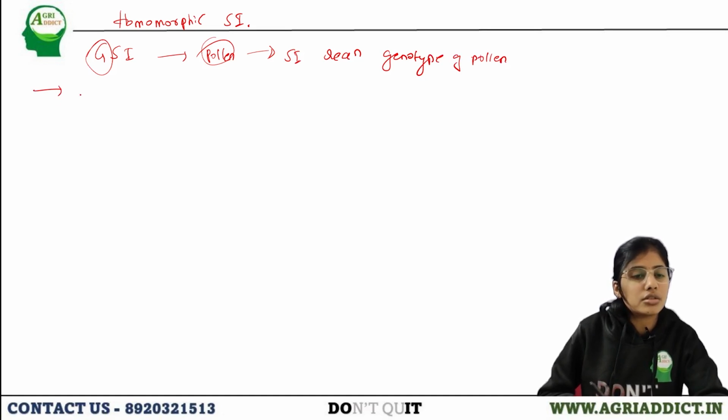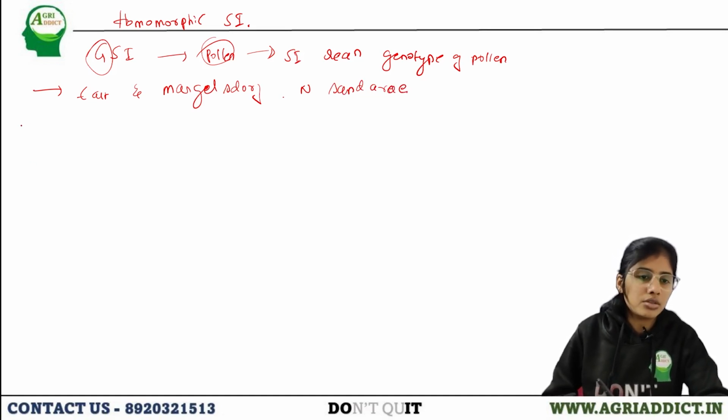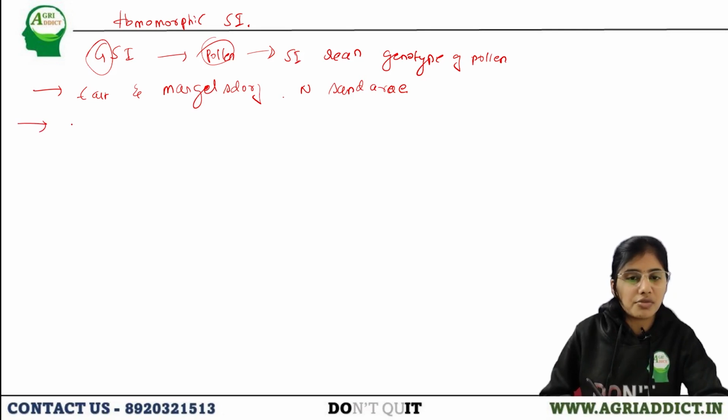So it was first discovered by Easton and Mangelsdorf in Nicotiana sanderae. Nicotiana sanderae. So we will see some of the common features of this gametophytic self-incompatibility. As I'm saying, it is controlled by the genotype of the pollen. Let us see what happens, how the pollen is produced.